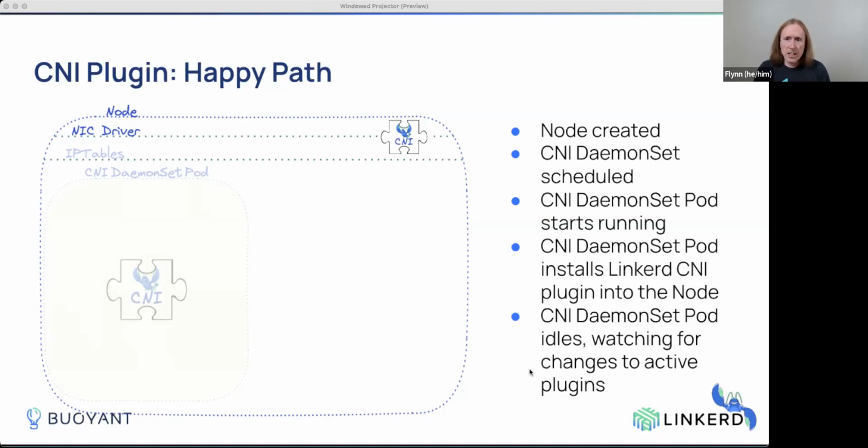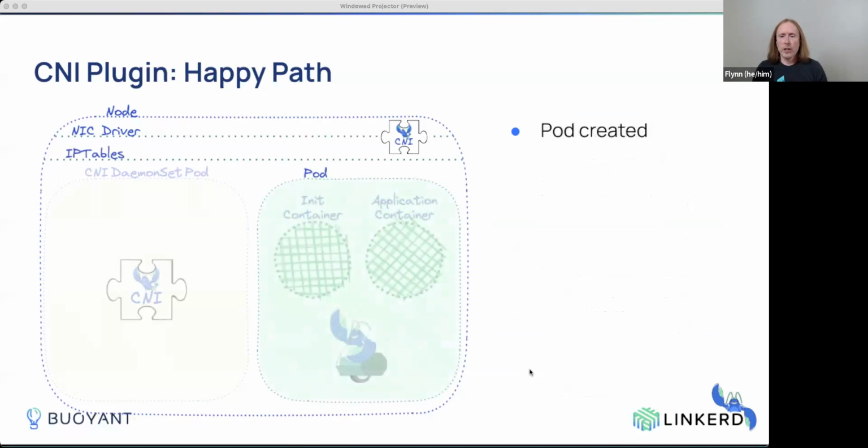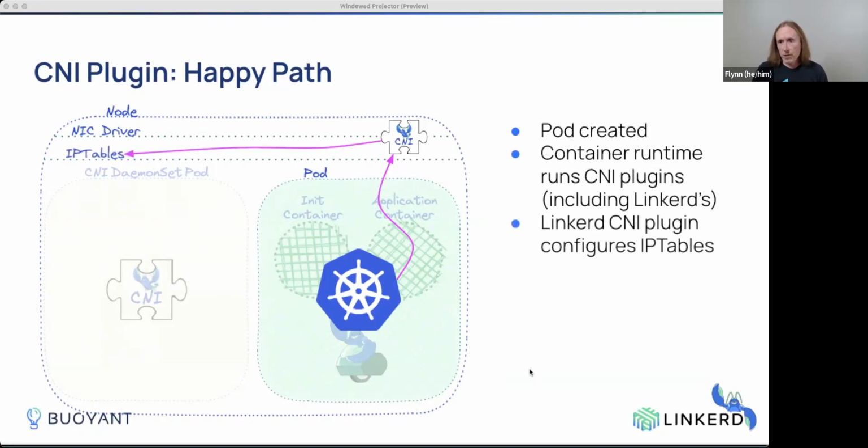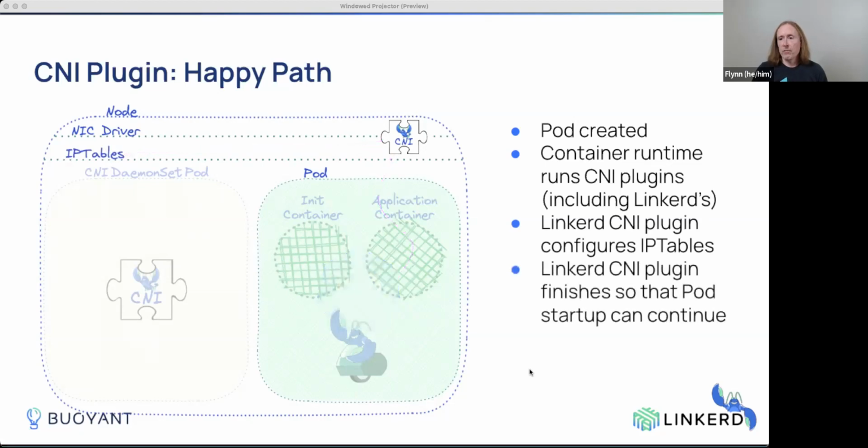Okay, once this happens and you go ahead and create a pod, again, we're going to have an init container, although it's running slightly different code now. We'll have your application container. We have the Linkerd sidecar. But the first thing that happens as soon as the pod is created is that the Kubernetes container runtime goes through and runs the CNI plugins, including Linkerd's. And the Linkerd CNI plugin will configure IP tables for you. And then it will finish, which allows pod startup to continue.